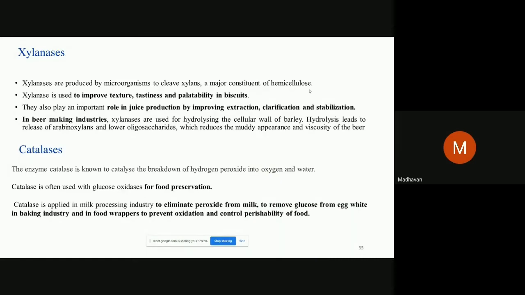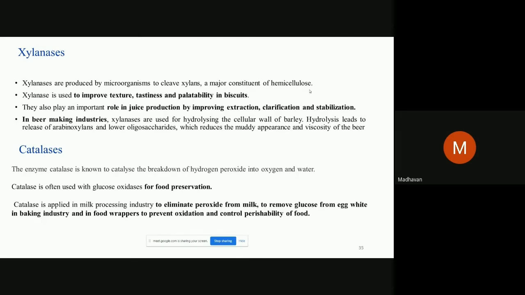And coming to the other categories, which is xylanase, which has much application in the paper and pulp industry. Xylanases have been used for that. But here we require them to improve the texture, tastiness, and palatability of biscuits. They also have a role in juice production by improving extraction, clarification, and stabilization. And then in beer making industries, it has been widely used along with arabinoxylanases to lower the oligosaccharide content and improve the viscosity of the beer.